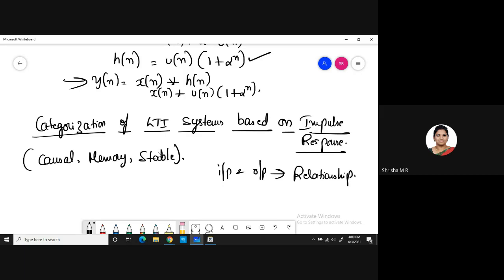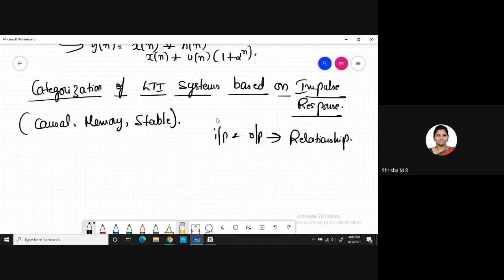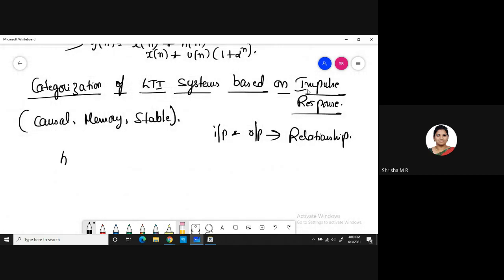So now let us categorize the systems depending upon the impulse response. Okay. So that is memory, causality, stability. These three you have to classify. So impulse response will be given to you, h of n or h of t. It will be some signal given to you. So you have to categorize that signal based on causality, memory, and stable. So let us see the conditions for how we will categorize it as causal, non-causal, memory, memoryless, stable, unstable.